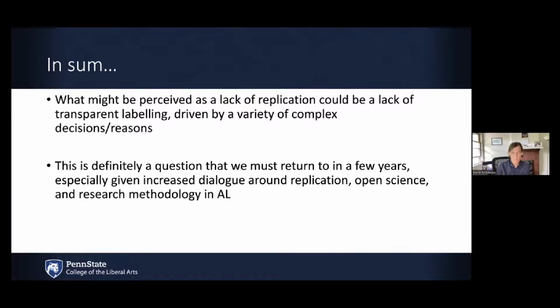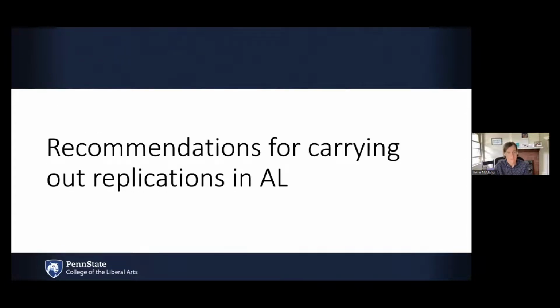Now, obviously, this is driven by a variety of very complex decisions and reasonings, right? People make decisions as to what they put in the title and the abstract of their paper. Choosing to omit the word replication is underlying something, and it's up to us to understand what that is. And this is definitely a question that we have to return to in a few years' time, because we are seeing increased dialogue around replication and open science and research methodology, right? I'm seeing some changes in how people are talking about their research. And so it might be the case that we're seeing more and more willingness to indicate, hey, I'm doing a replication study, or this is a replication study.